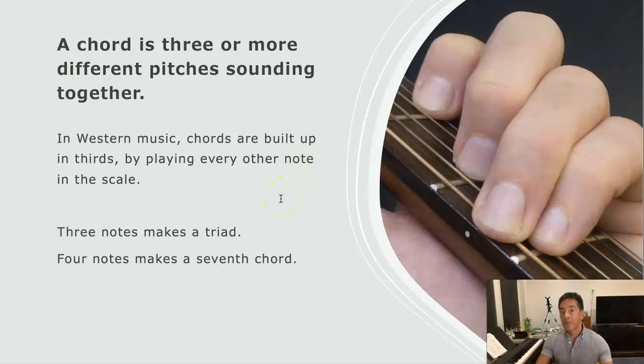So a chord is three or more pitches sounding together at the same time. In Western music, chords are built up by thirds, playing every other note of the scale. So in C major, I could play the first note, skip this note, and play a C major chord. Three notes makes a triad. If I add a fourth note on top, we have a seventh chord. Let's take a look at what the triads look like.